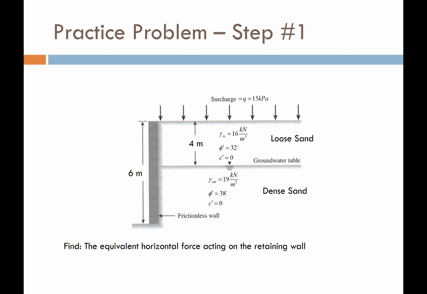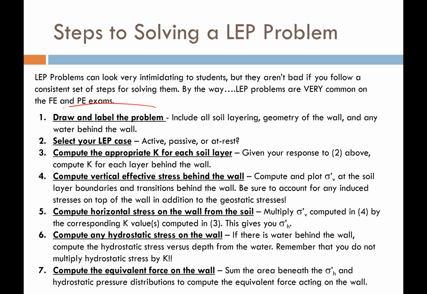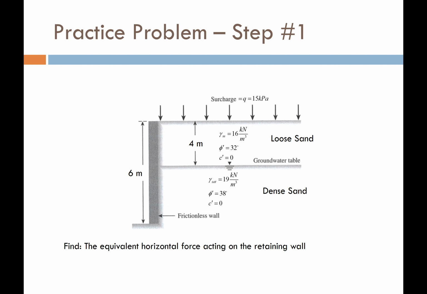Step number 1, you're going to recall, is drawing the problem. So here we are. We're going to draw and label the problem. Here's a problem that is given to us out of our textbook. It's a 6-meter high retaining wall that has 2 types of soil behind it. We have a loose sand that's 4 meters thick, and we have a dense sand that's going to be 2 meters thick. It's obviously not to scale. It's a frictionless retaining wall.